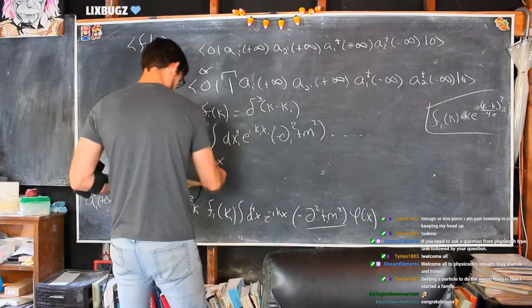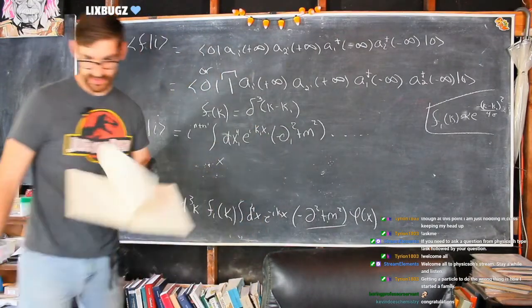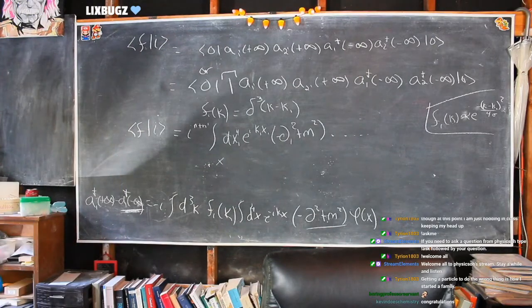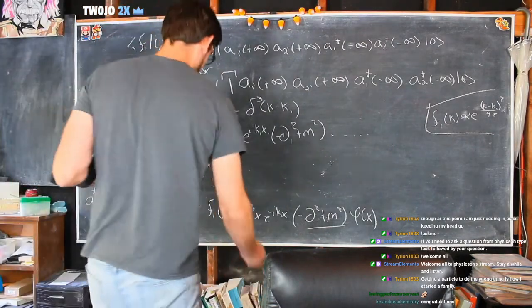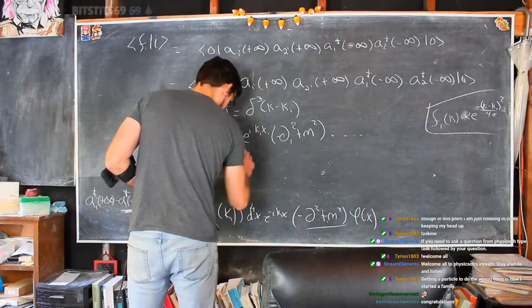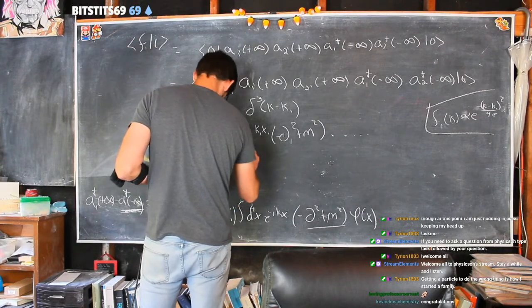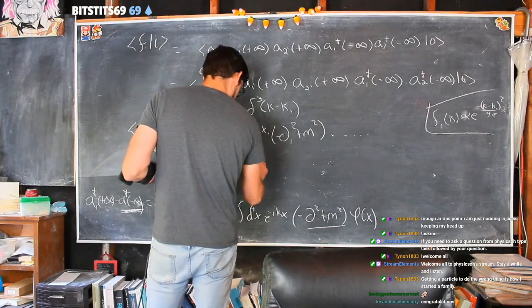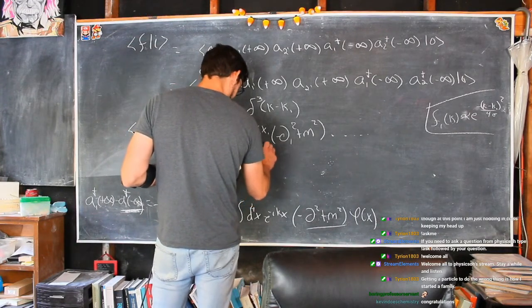Times, I think it's times. I forgot to write down that expression. Yes, it's times. Times d^4x1 prime, e to the negative i, because it's the conjugate.